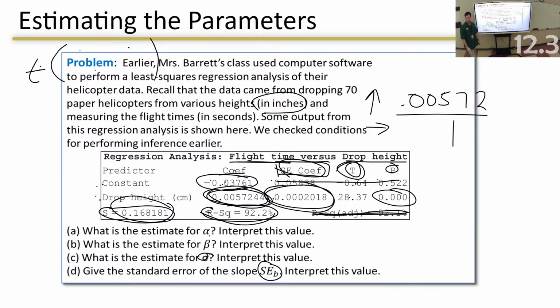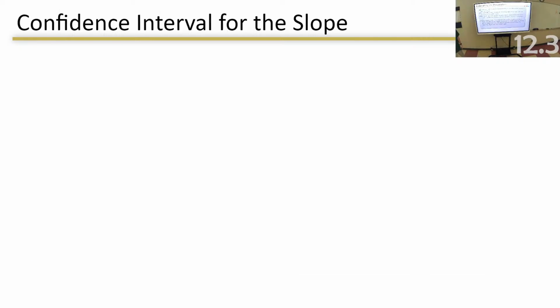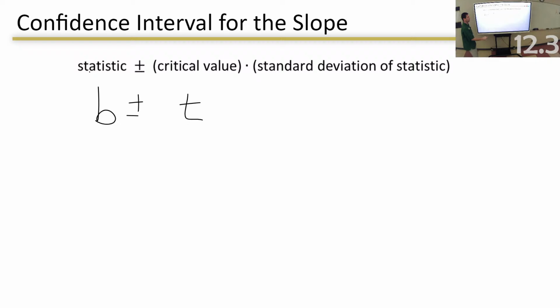Please don't confuse that. It's about this time of the year where some students confuse the z critical value with the z test statistic. Those are completely different z's. That's why they put the little star there, so you won't confuse those. And then the standard deviation of the statistic, in this case, is just the standard error of the slope. You need to know how to find the confidence interval from a computerized printout.